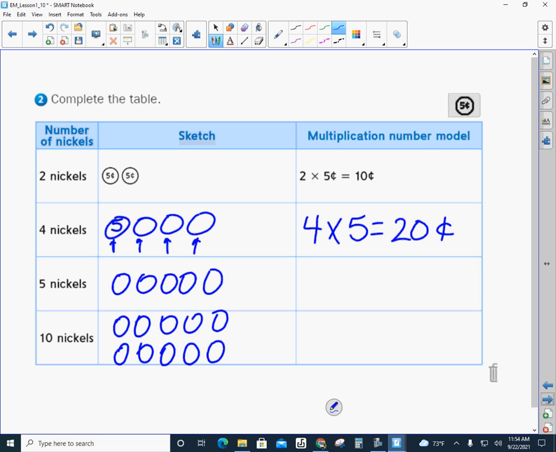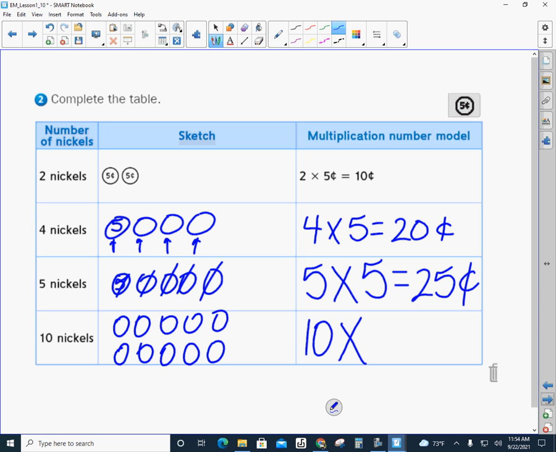Okay, so in the next one I had 5 nickels. Each one of these is worth 5 cents. I had 5 groups of 5 equals, if I touch each one, 5, 10, 15, 20, 25. All right, and then I had 10 nickels. So I have 10 groups of 5. And I can touch each one, 5, 10, 15, 20, 25, 30, 35, 40, 45, 50. Or I could have said, oh wait, that was multiplying by 10. So I'm going to take the other number and put a 0 on the end.